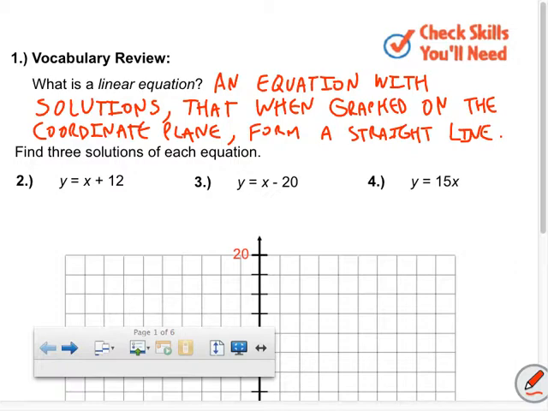So each point is a solution to that equation. Do you understand? And if we had all the solutions to the equation, those infinitely many solutions or many points would form a straight line. Do you guys understand? Are we good?